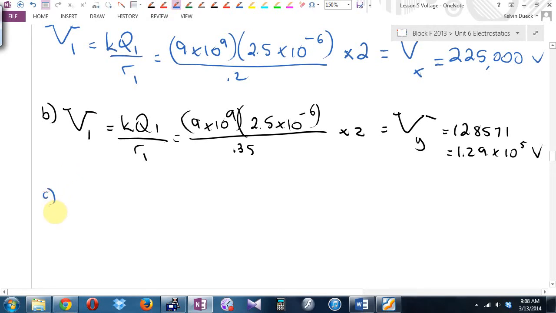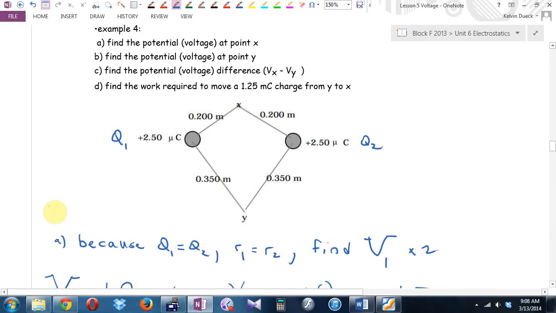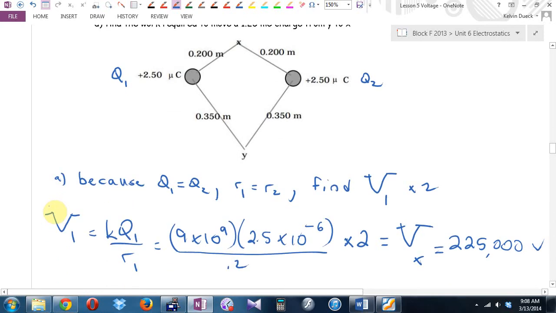Matt, what does part C want me to find? No, read carefully. I don't think it says voltage. Does it? You read part C. There's the key word. What? Difference. The change in. The change in.